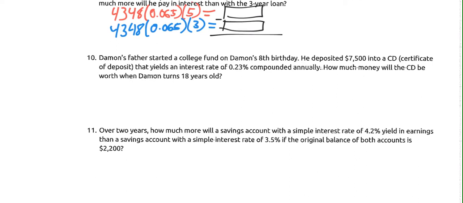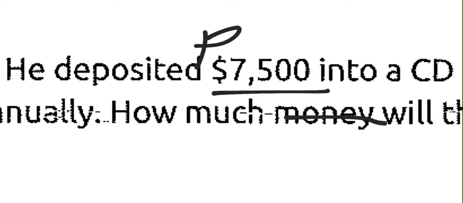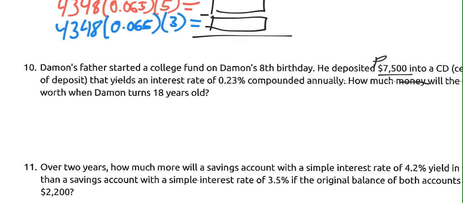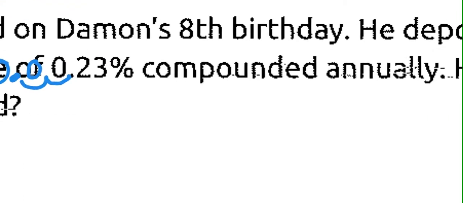Number 10. Damon's father started a college fund on Damon's 8th birthday. He deposited $7,500. I already know my principal. Into a CD, certificate of deposit, that yields an interest rate of 0.23. We still have to move this decimal 2 places to the left. So my interest rate is going to be 0.0023 compounded annually. That's very important.